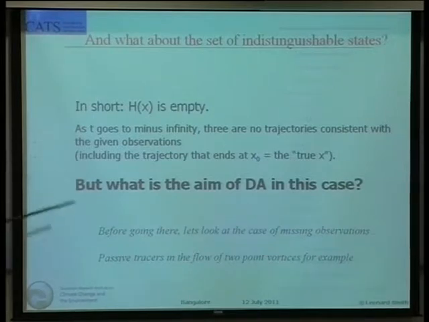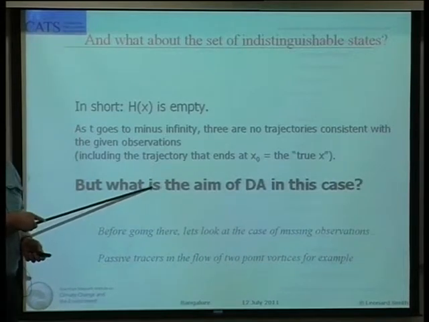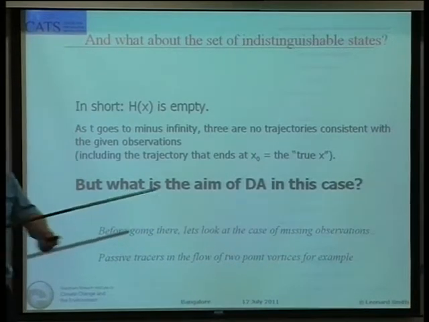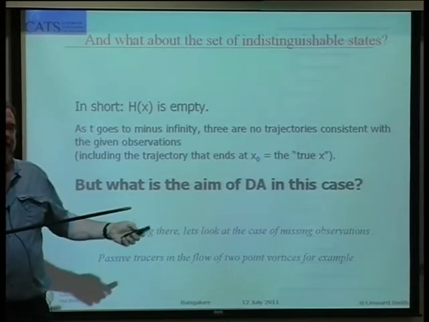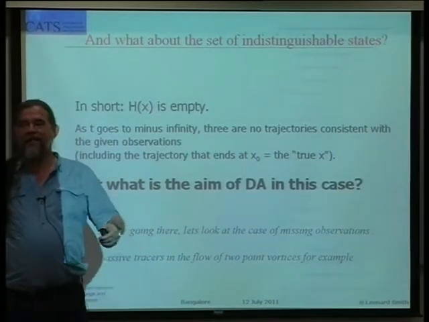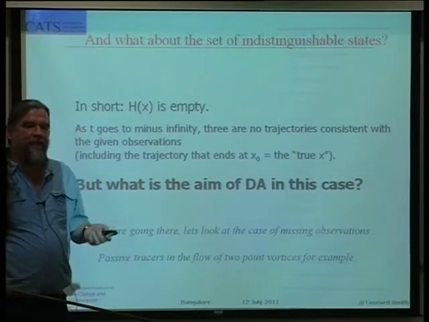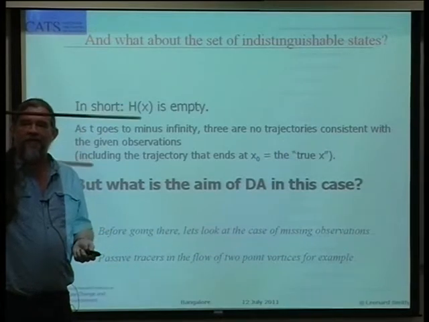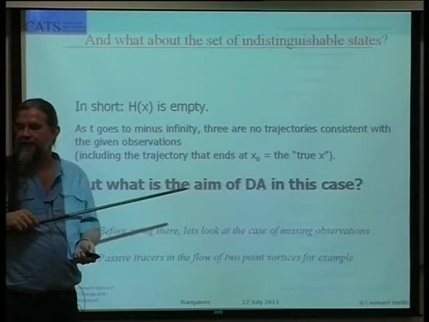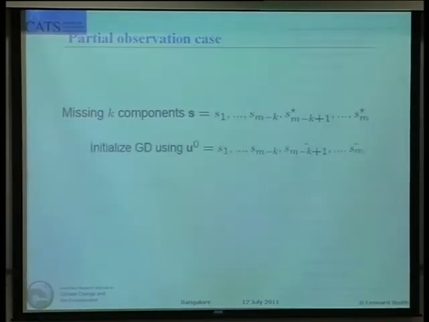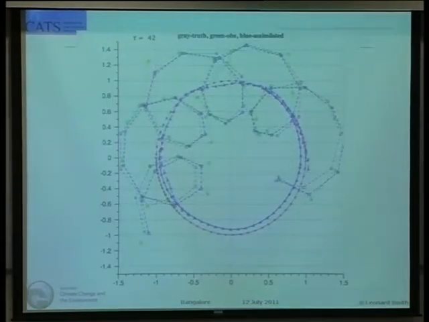And again, if the model is chaotic, you can prove that there are no indistinguishable states. As t goes to minus infinity, there are no trajectories at all that are consistent with the observations. So what are you trying to do, right? If you had an infinite amount of computer power, you have observations going back to t minus infinity, you've got your model, there is no answer. The traditional answer of trying to find the state that generated the observations doesn't exist. So I'm going to skip this and go to the imperfect model scenario.